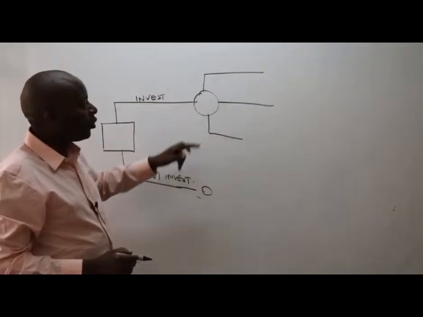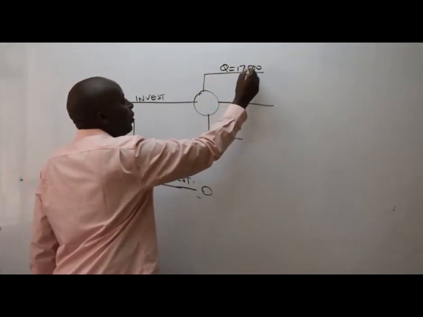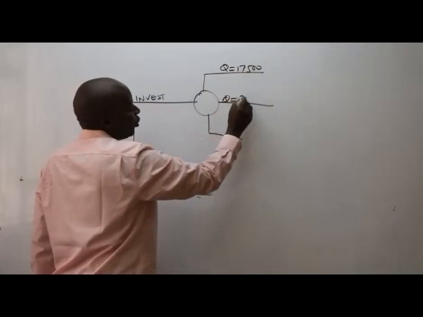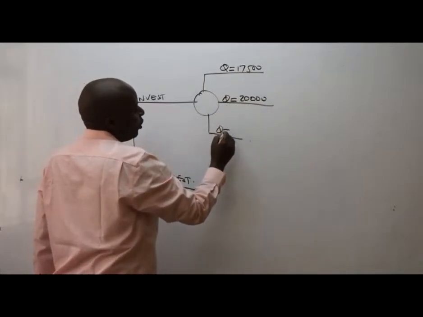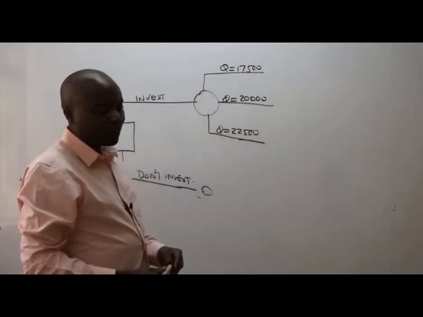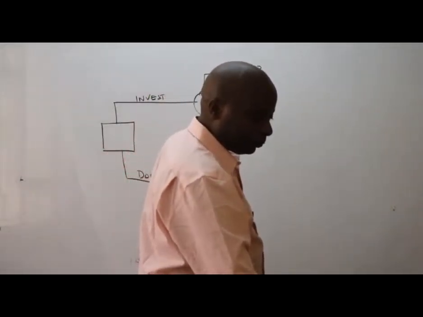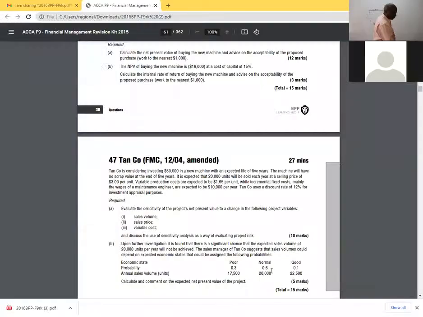From this circle. So in this case, quantity could either be 17,500, or 20,000, or 22,500, if I'm not wrong. Three of them. And their probabilities have been given. The probability is 0.3. Probability here is 0.6. Probability is 0.1.